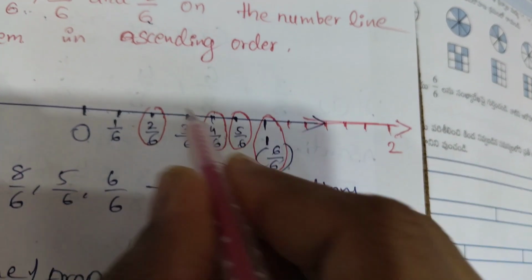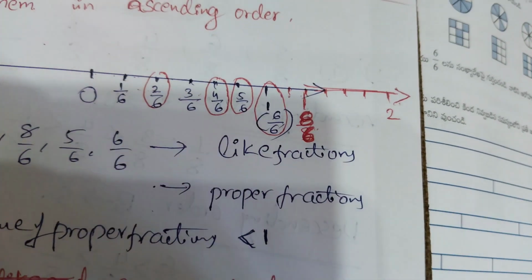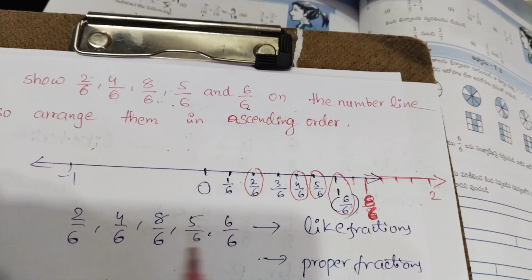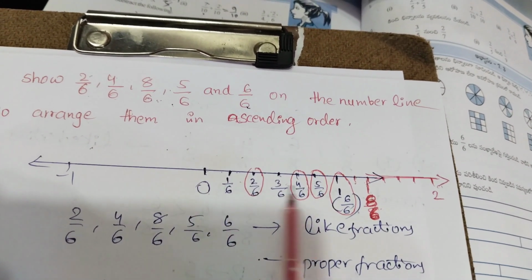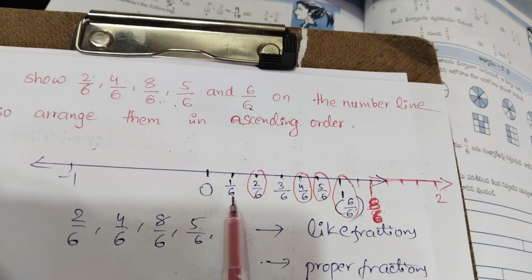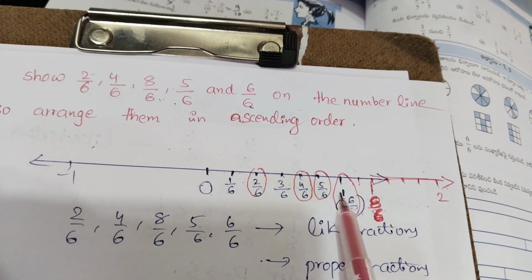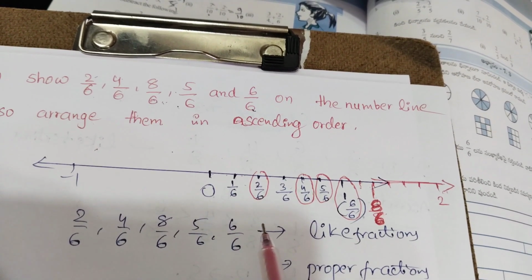So we are going to mark 1 whole part, and then 2 by 6. So don't get confused. If the given fractions are like fractions, the value of all those fractions lies in between 0 to 1. So we are going to divide the place between 0 and 1. If the denominator is 8, we will divide into 8 parts. If the denominator is 6, we will divide into 6 parts. If the denominator is 12, we will divide into 12 equal parts. So there is no confusion.